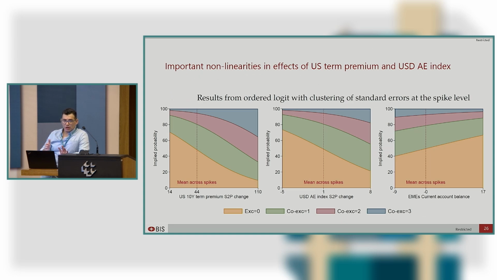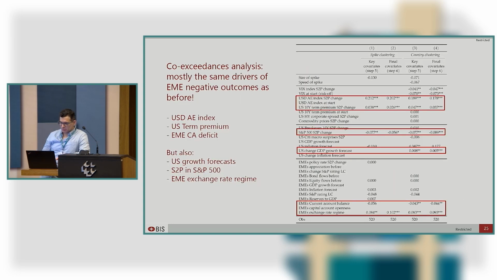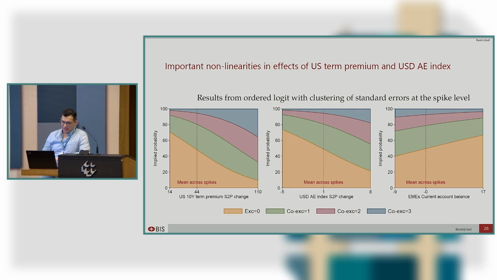One way of getting at the nonlinearity of these effects is looking at the implied probability of the realization of coincidences, from no coincidences, 0, to 1, 2, 3 coincidences. And what you get from plotting those implied probabilities that you obtain from the model, the most parsimonious model here, the final covariates model in the last column, is that the effects are quite nonlinear.